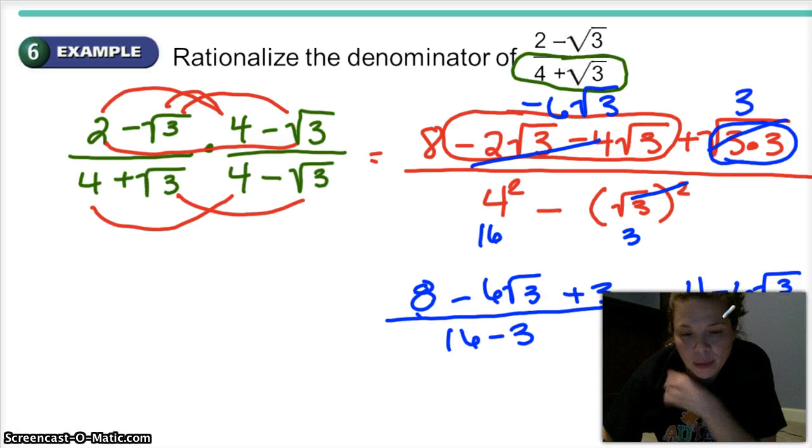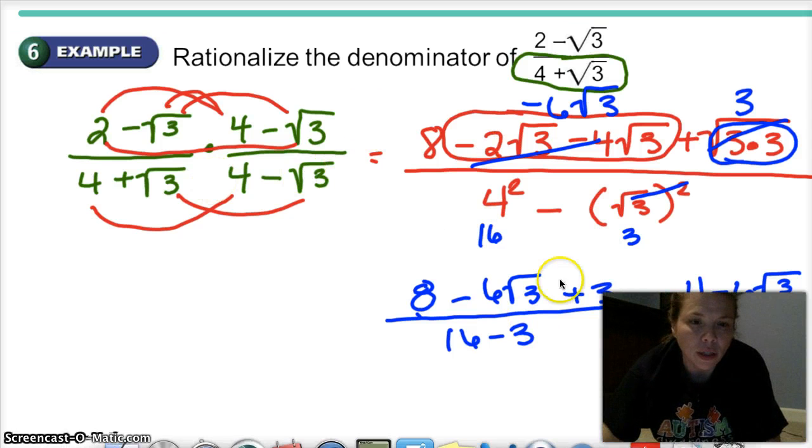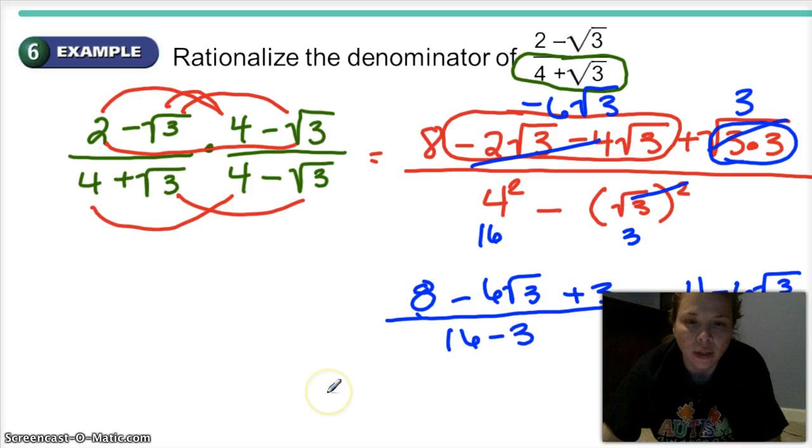All right, pretty sure that is the last example from this section. So hopefully that's good. You guys have got it figured out.